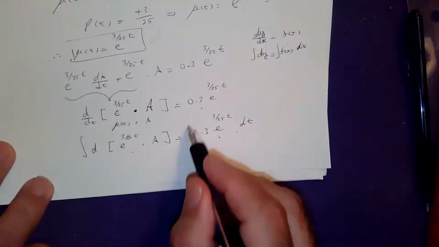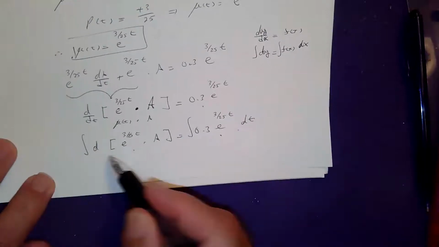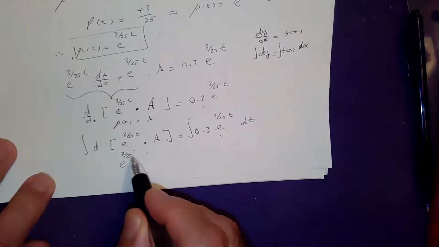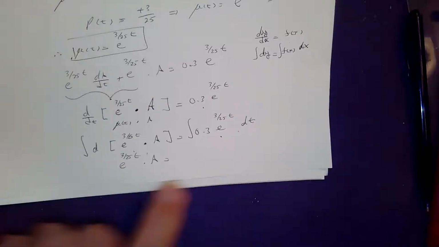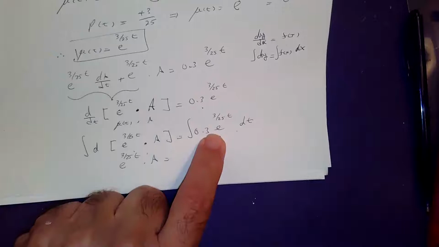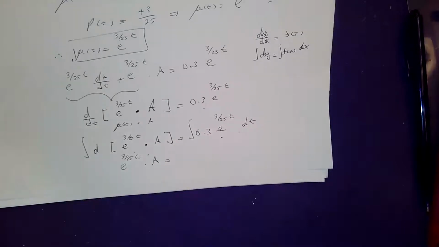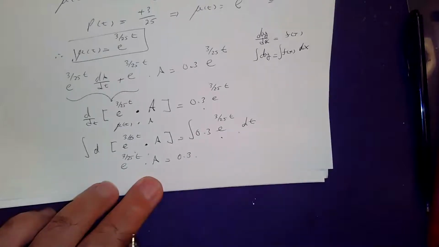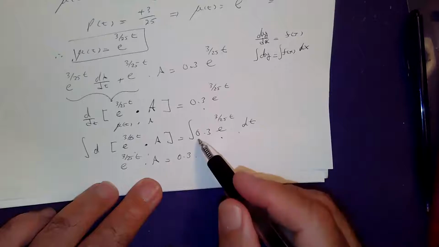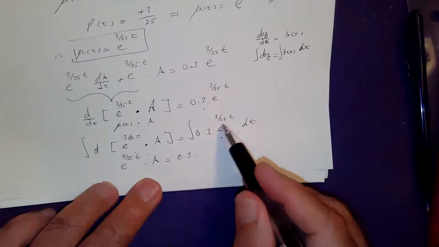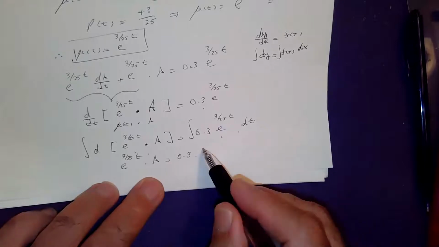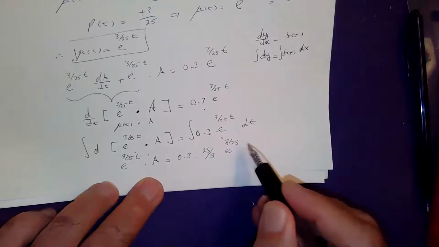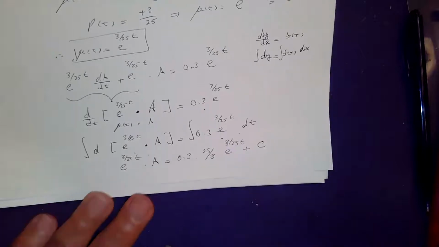Anyways, you take the integral of both sides. The left side is easy because what's inside the bracket simply pops right out. Now I have to, honest to goodness, take the antiderivative of the right side, correct? The antiderivative of e to the power of 3 over 25t is what? 25 over 3 e to the power of 3 over 25 t. Don't forget the c. Correct?